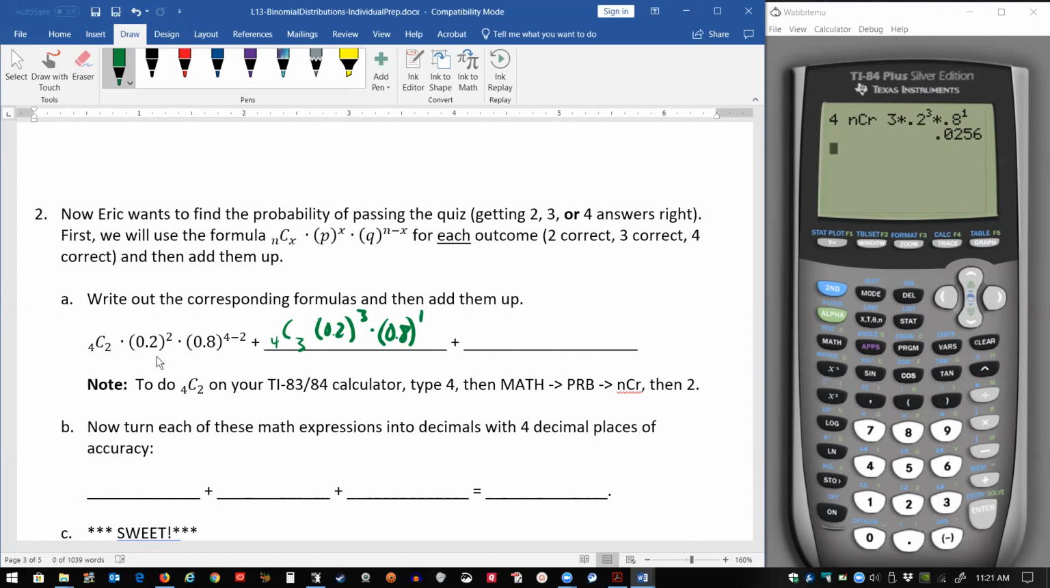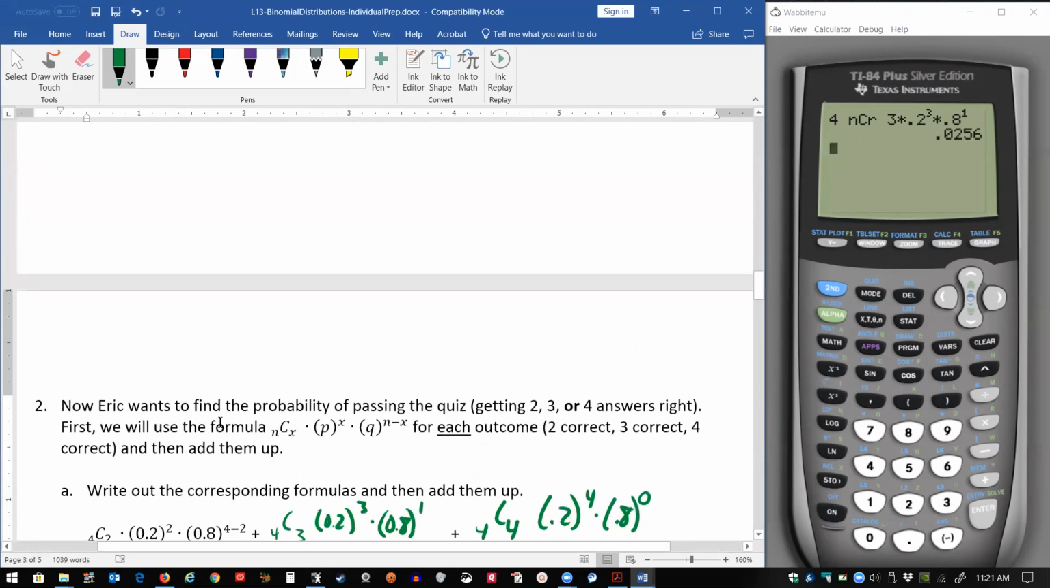Or 4, now we have 4 choose 4 times 0.2 to the 4th power, and then what's my power for the failures? Well, I succeed with everything. That means I don't fail at all, right? So that power is 0. So we can write those expressions. We can compute those all by hand, right? So we've done those first couple.